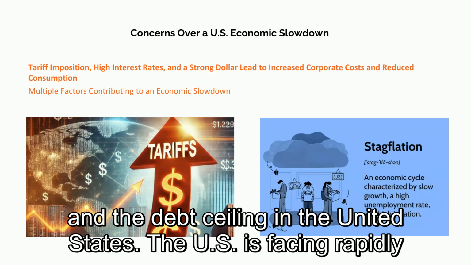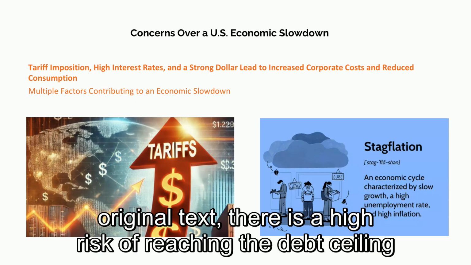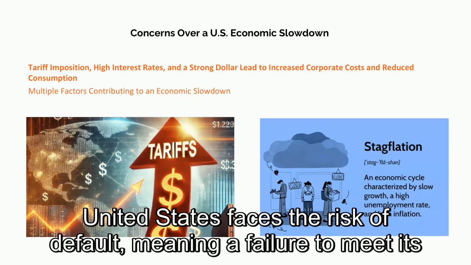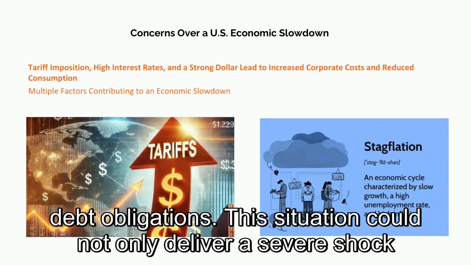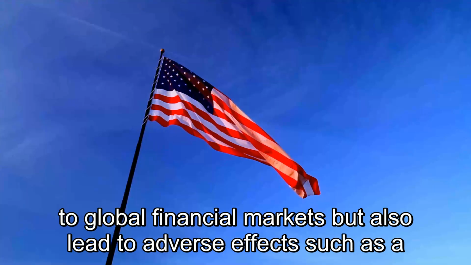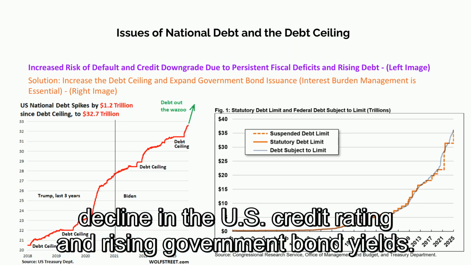The US is facing rapidly increasing debt alongside continuous fiscal deficits. According to the original text, there is a high risk of reaching the debt ceiling between July and October this year, and if that limit is exceeded, the United States faces the risk of default, meaning a failure to meet its debt obligations. This situation could not only deliver a severe shock to global financial markets, but also lead to adverse effects such as a decline in the US credit rating and rising government bond yields.